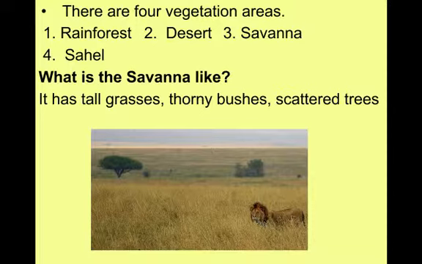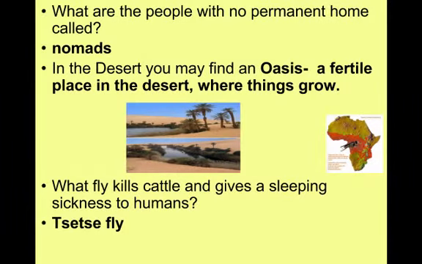The savanna is the place that most people think of in Africa. It has tall grasses, thorny bushes, scattered trees. That's where you would find those animals like lions and giraffes and antelope. We talked about nomads, or people with no permanent home, and they actually lived in the desert. And in the desert, they survived by using camels and finding oases, which is just a fertile place where things grow.